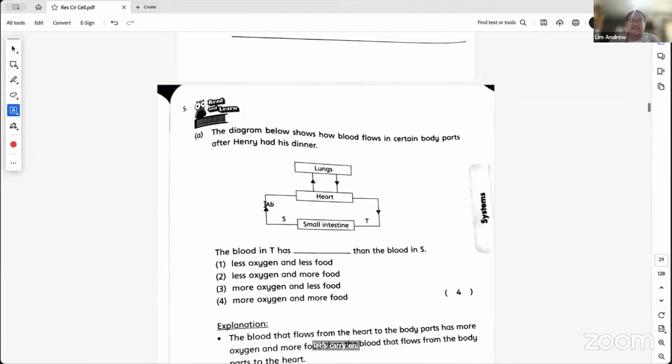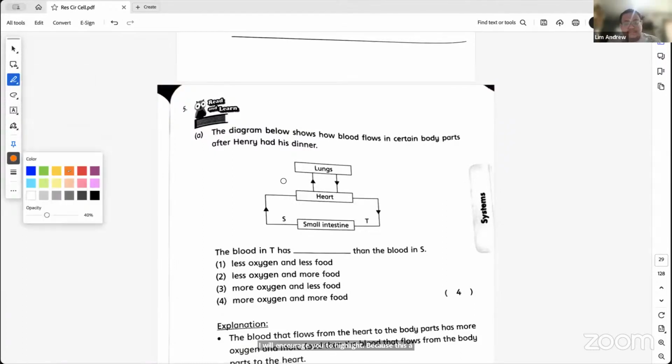All right. As you can see, the lungs are always on the top, the heart always in the middle. This diagram shows how the blood flows from certain body parts after Henry had his dinner. So the blood in T has more food than the blood in S. If you are able to highlight in your examination, I would encourage you to highlight, because this will allow you to see clearly.